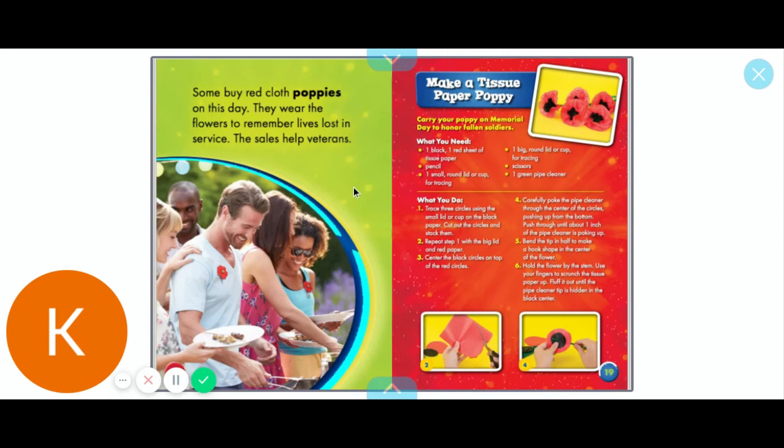Some buy red cloth poppies on this day. They wear the flowers to remember lives lost in service. The sales help veterans. And you can see here he's wearing a poppy, a red poppy on his shirt. Here's a little activity how you can make a tissue paper poppy with red tissue paper and maybe black tissue paper.